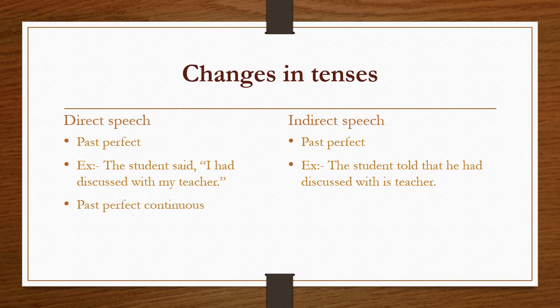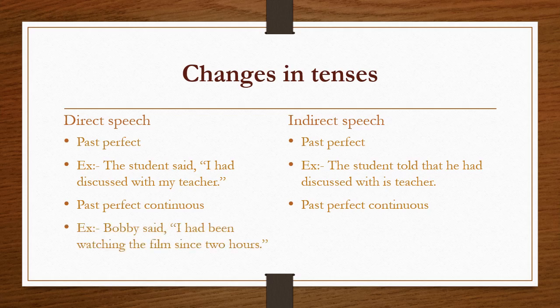Now, past perfect continuous, there is also no change. The same past perfect continuous is used in indirect speech. Example, Bobby said, "I had been watching the film for 2 hours." The same thing in past perfect continuous, that is, Bobby said that she had been watching the film for 2 hours in indirect speech. So had been watching, and here also had been watching, past perfect continuous tense.